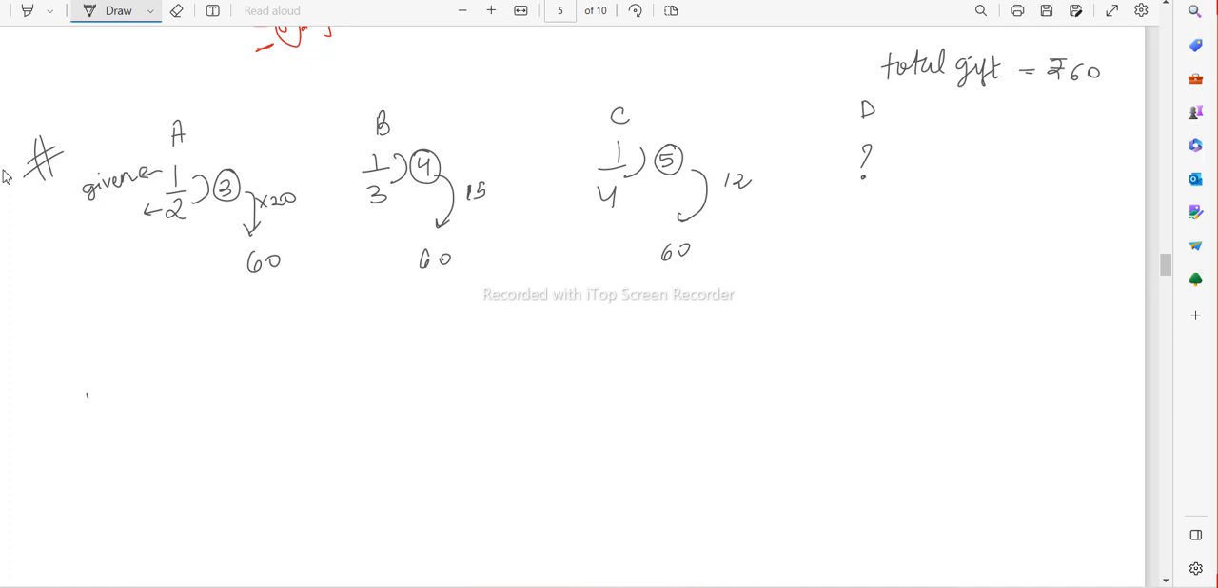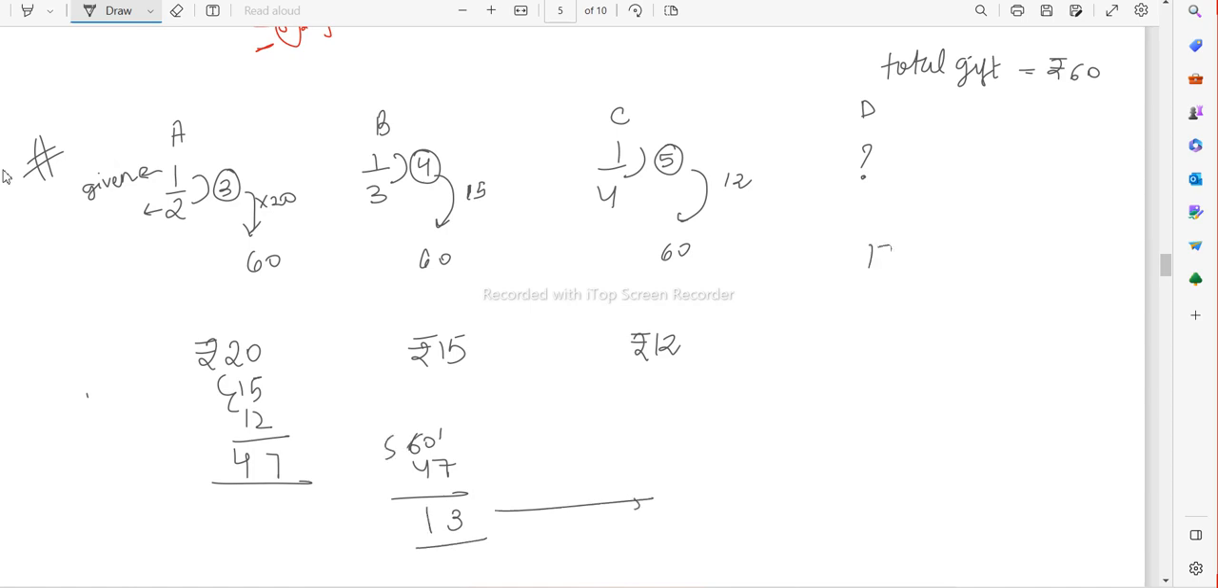So what you can do is, you now know that this one has given 12 rupees, this one has given 15 rupees, and this one has given rupees 20. Now if you add all of them, you'll get 47. Now 60 minus 47, you'll get the amount of D, that would be rupees 13. This is going to be your answer. I hope you understood it.